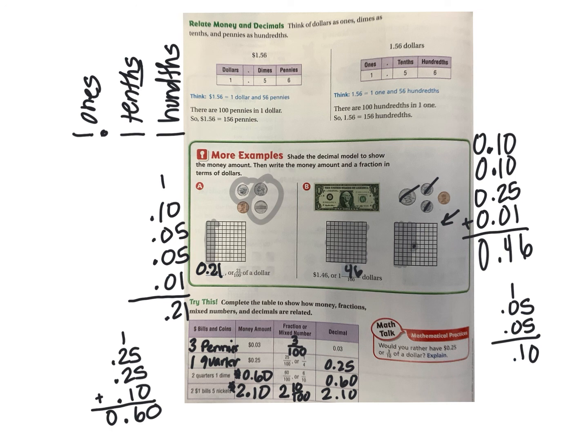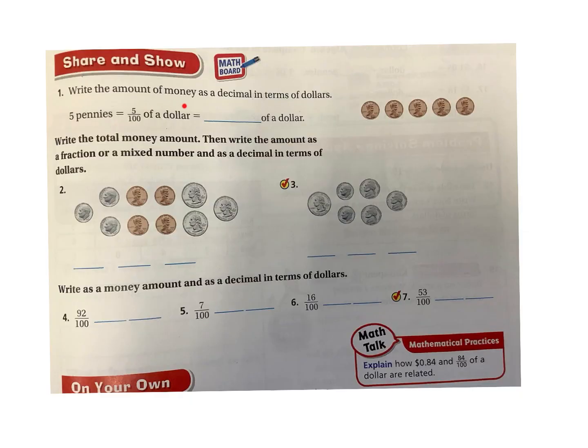Let's go ahead and look at the share and show. We're going to write the amount of money as a decimal in terms of dollars. So if I have 5 pennies, that's 1, 2, 3, 4, 5 cents. That's 5 out of 100, because remember, we need 100 pennies to make a dollar, and I only have 5 out of 100 of a dollar. That's 5 hundredths, so I need the 5 to be in the hundredths place, which is over here, not there. That's the tenths place. So I need to put something there, the 0, to push that 5 to the end.